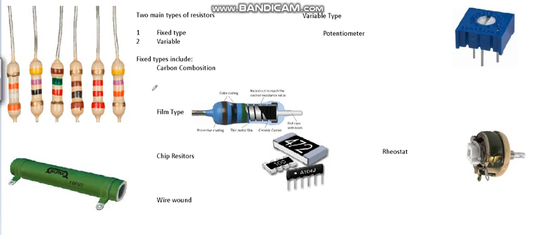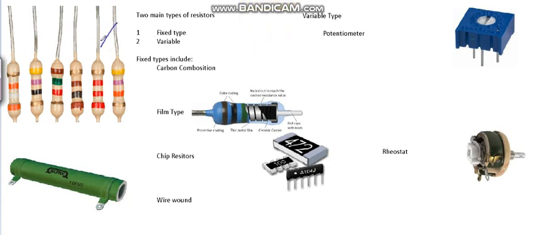Okay, so let's talk a little bit about different types of resistors. Look over here, there's two main types of resistors that we're going to be talking about. The first one is a fixed type, and the other is a variable. So let's talk about the fixed type. You're going to see these sorts of resistors in your kits. And these resistors are a fixed type.